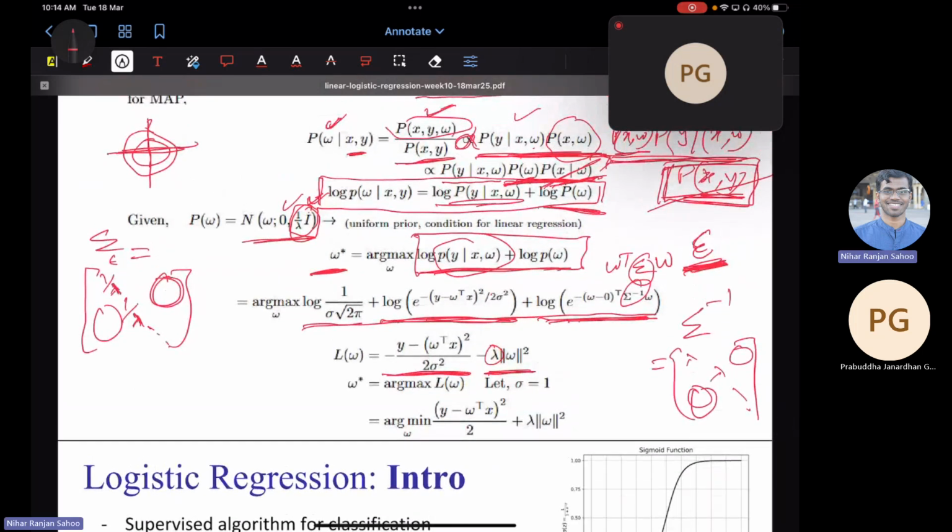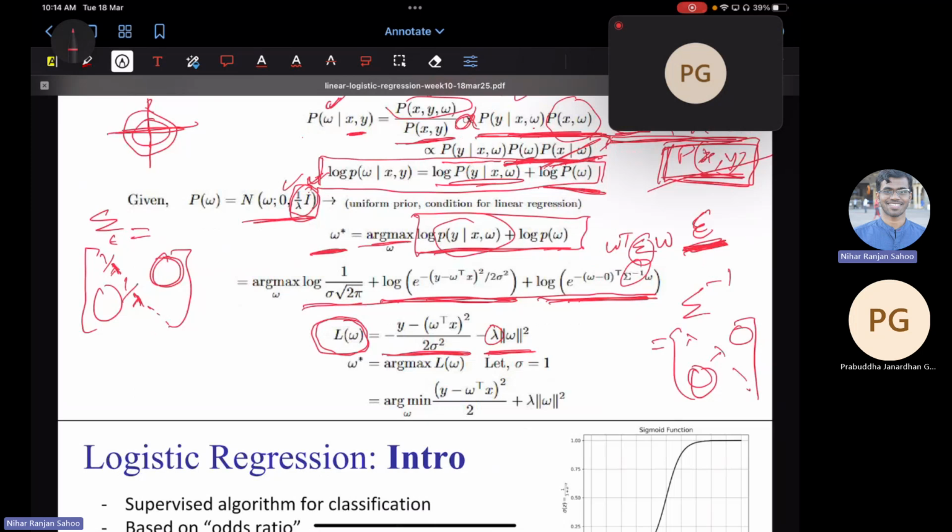Now, if you see, this is the likelihood of the MAP, and our target was to maximize this likelihood, right? Maximize this likelihood L(W). In a way, we have to minimize the negative of this. If you take the negative of it, this minus will go away, and this minus will go away. This is the minimization formulation: argmin over W of (y minus W transpose x) square by 2 sigma square plus lambda W square.